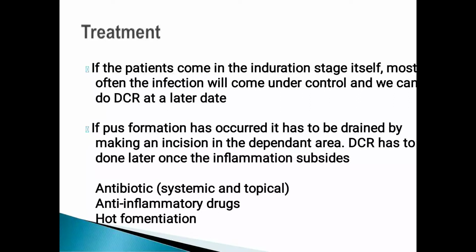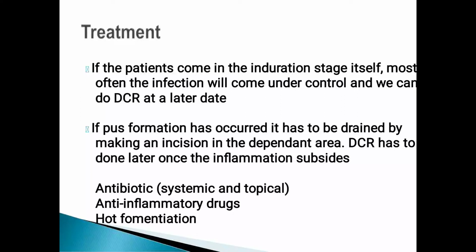Usually we don't do surgery in acute dacryocystitis. We want the inflammation to reduce, because if we do surgery in acute dacryocystitis, there will be more pain, more bleeding, and the infection may spread to the adjacent area. So first we control the infection with the help of systemic and topical antibiotics. Usually a combination of amoxicillin and cloxacillin is the drug of choice in treating acute dacryocystitis.